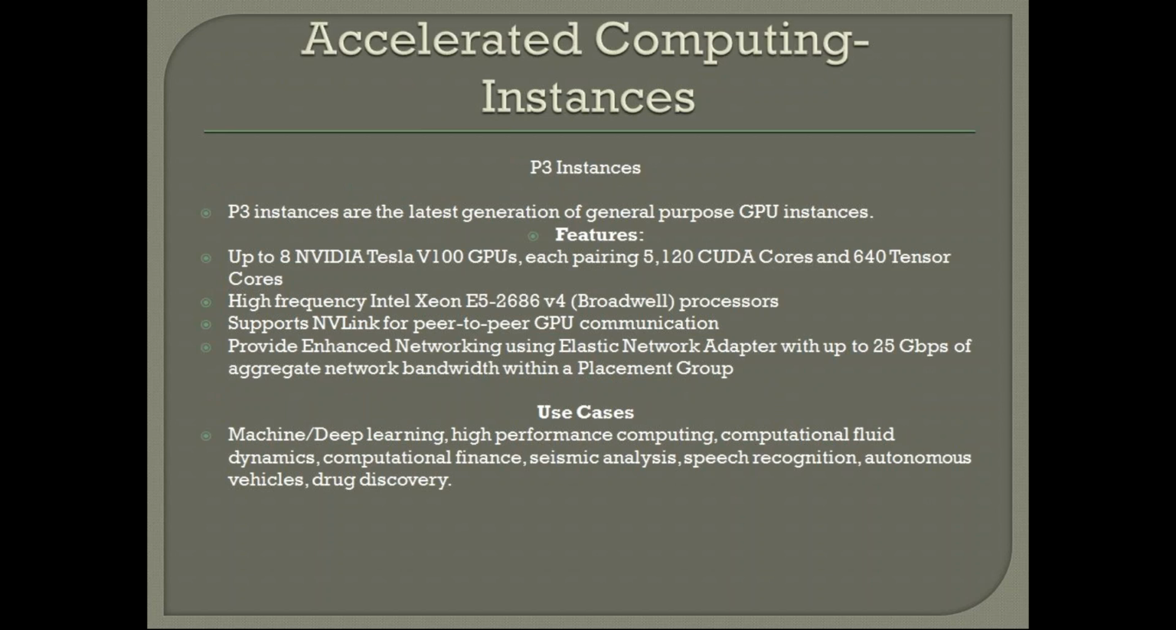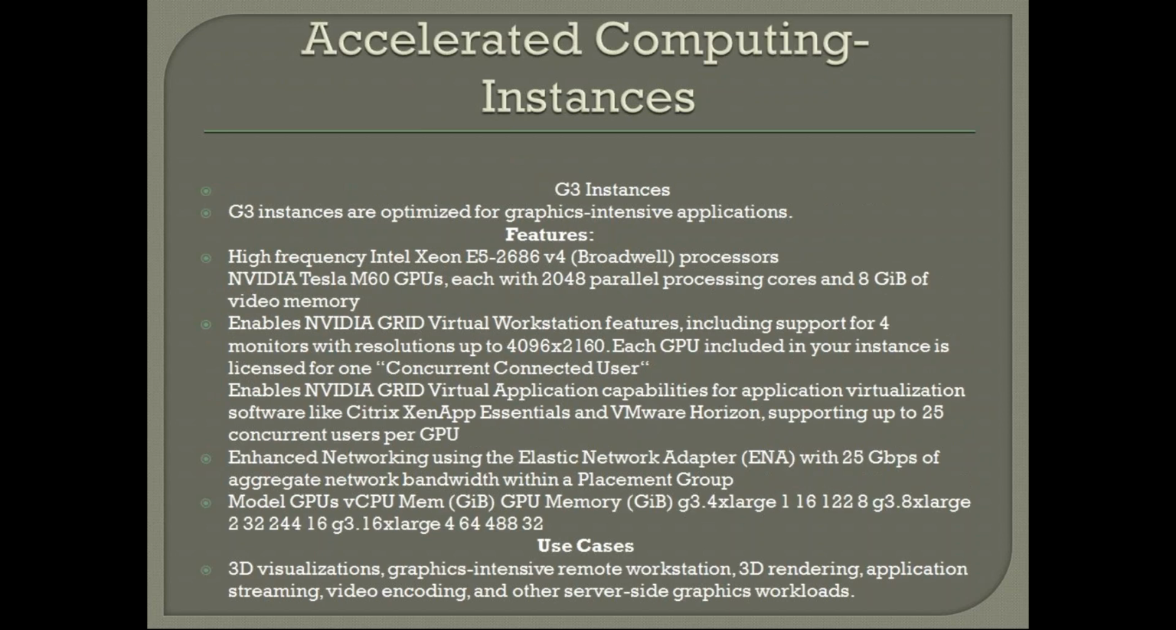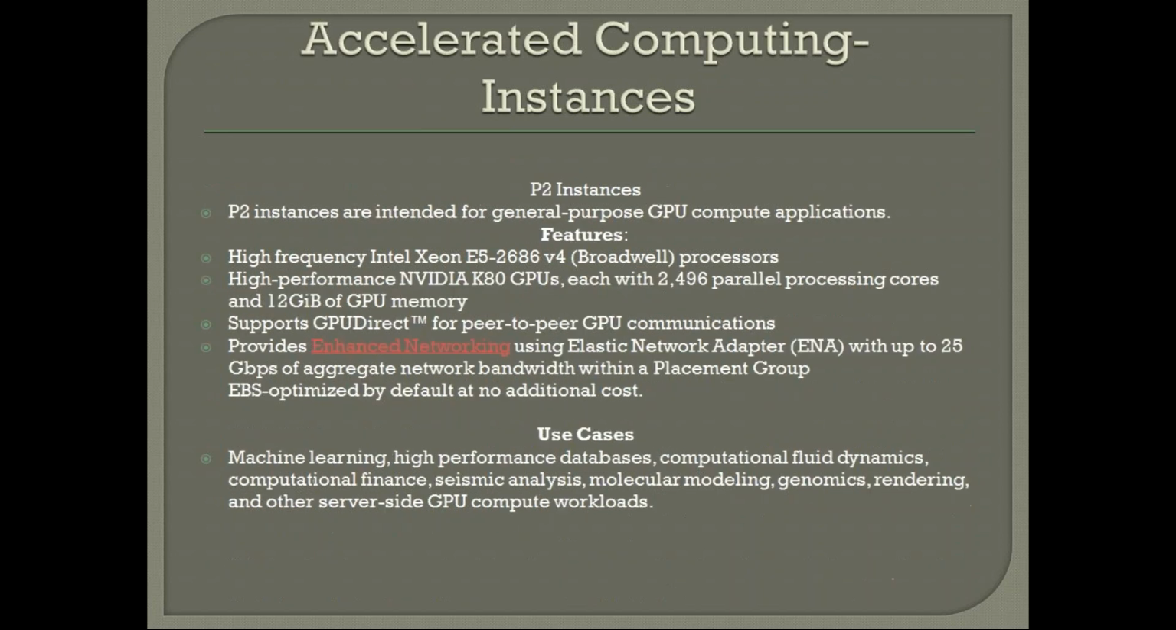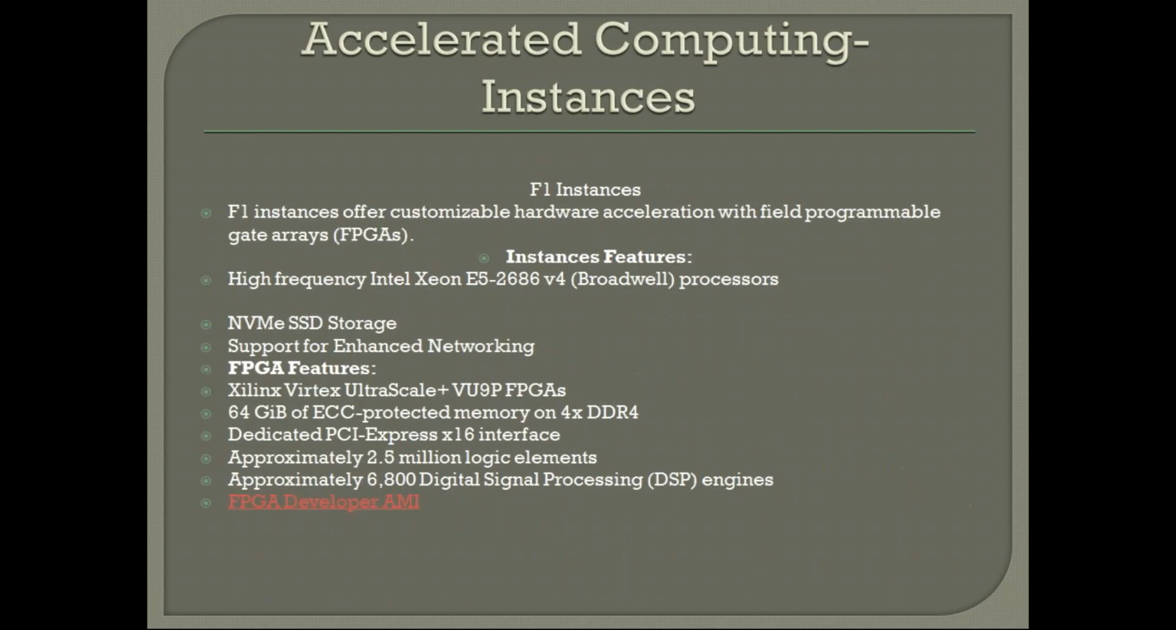Then we come to processing optimized, that is the GPU optimized. All GPU optimized instances start with P, either P3, P2, and G. So P and G: any instance that starts with P, either P3 or P2 or G. You can easily remember G as graphics optimized or accelerated computing instances. G3 and F1 are also accelerated computing instances.